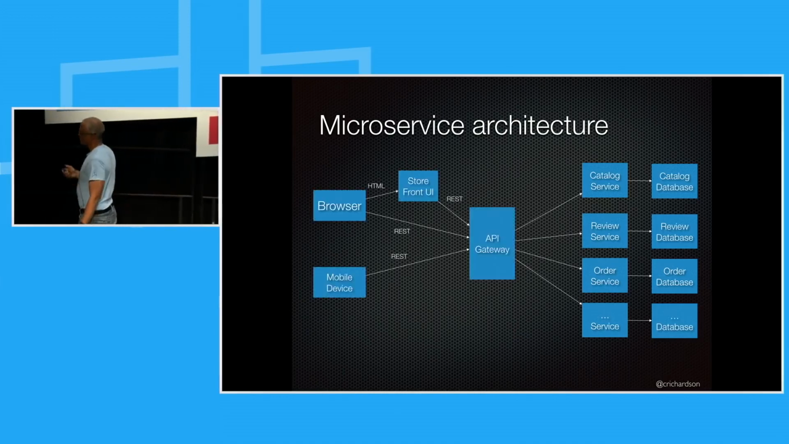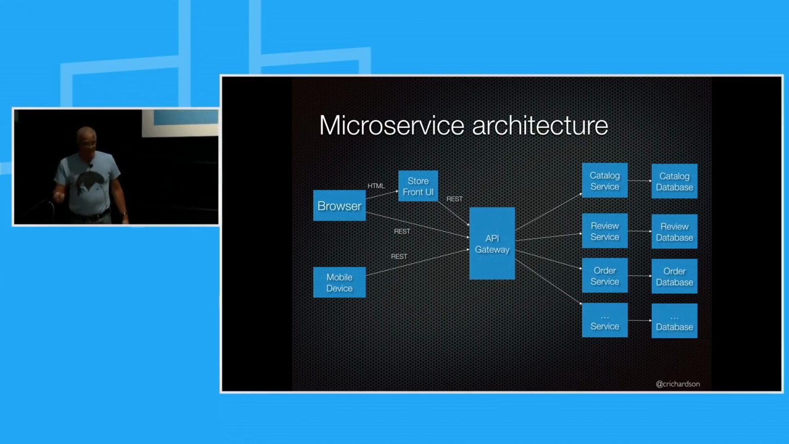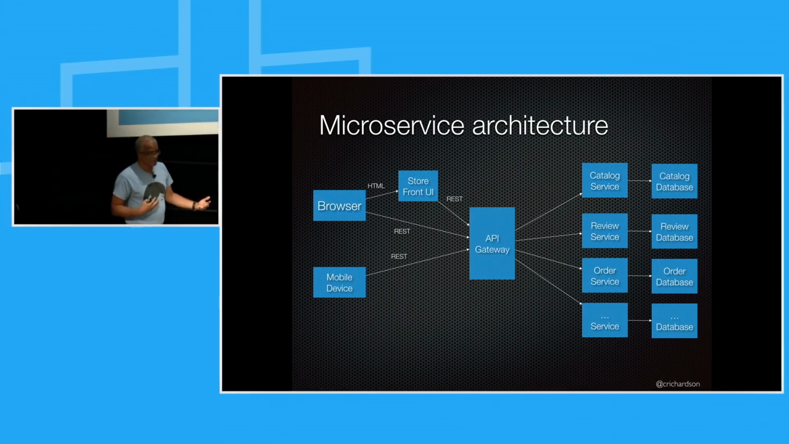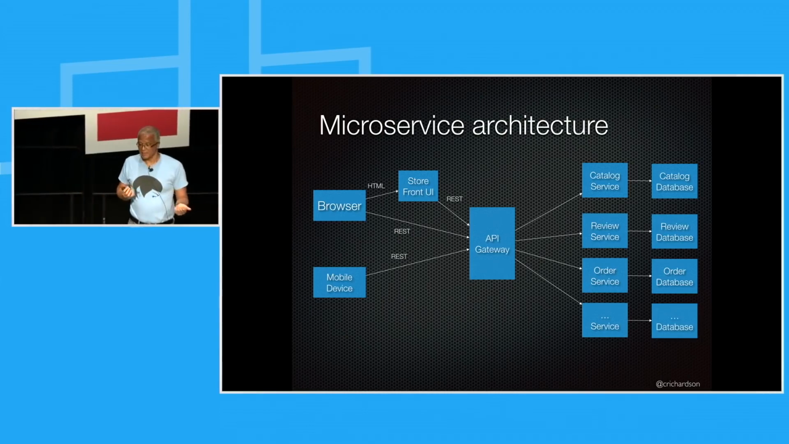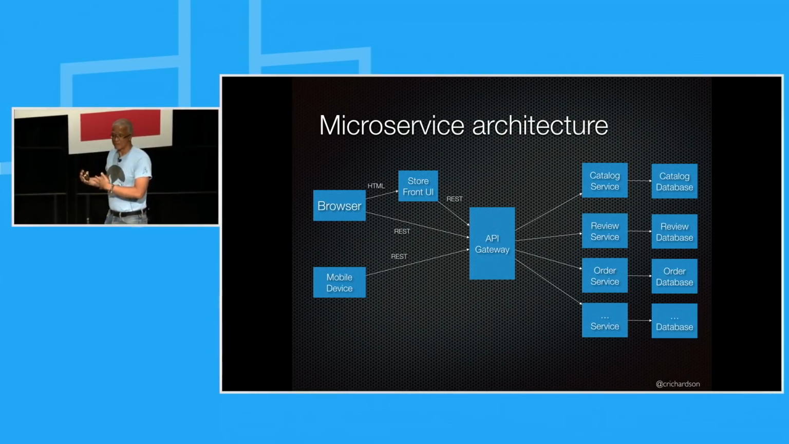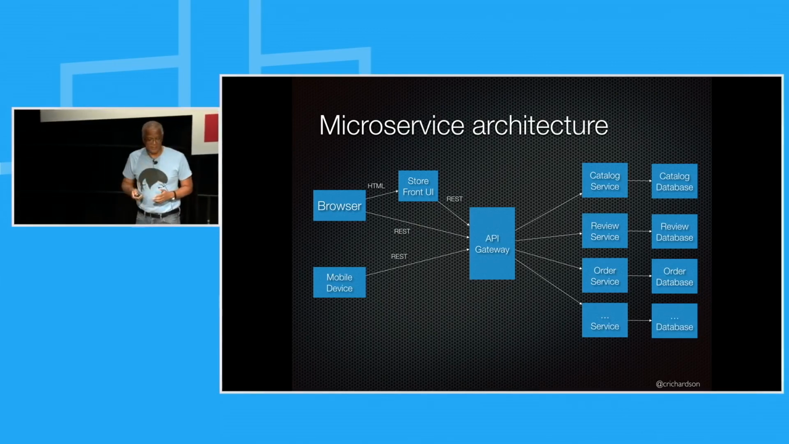And then sitting in front of those services is the API gateway, which acts as a facade. It exposes an API that clients of those services use, clients such as a web application or a JavaScript client running in a browser or a mobile client accessed via a REST API. So that's the microservices architecture in a nutshell.